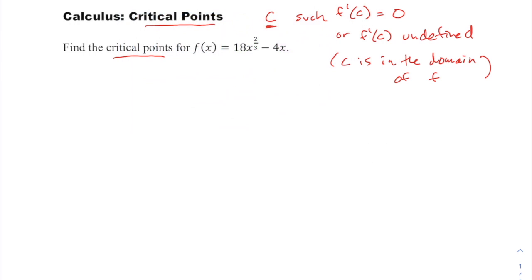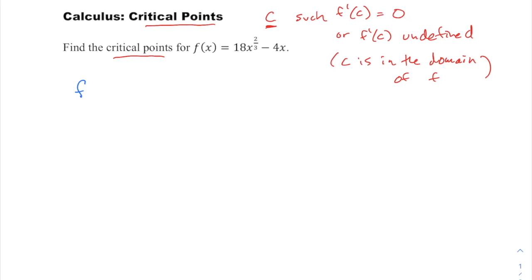Now this function right here, if you'll notice, the domain is all real numbers. That x to the 2/3, that's like taking the cube root of x squared. The cube root is always defined, whether it's positives or negatives, does not matter. So the domain is all real numbers here.